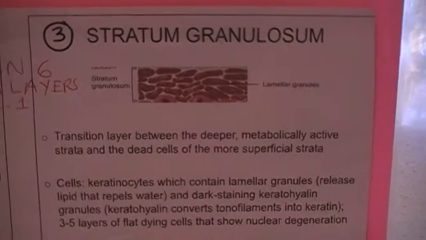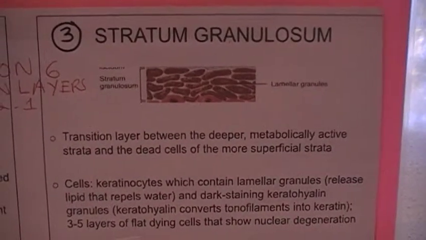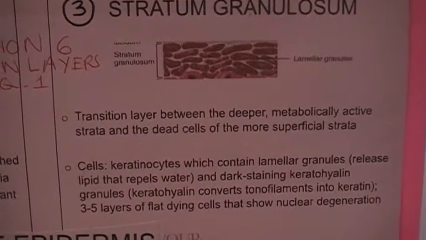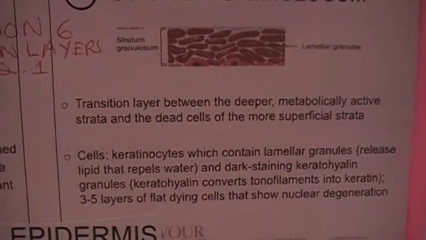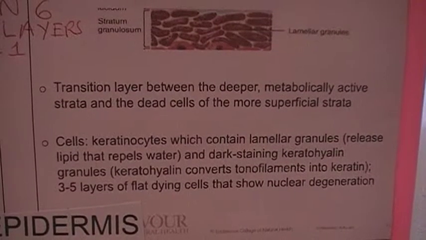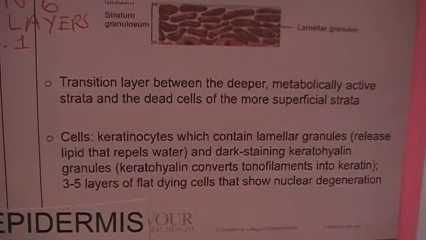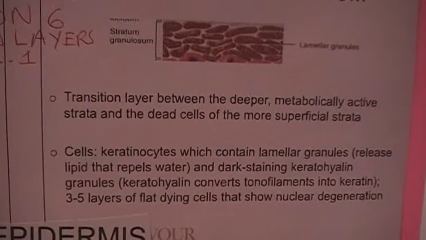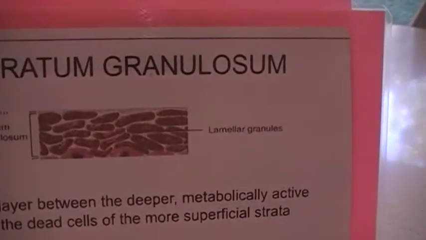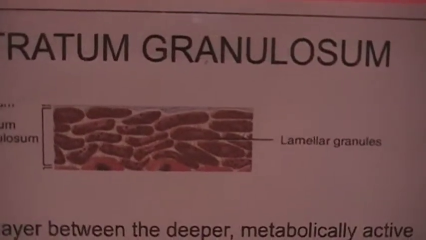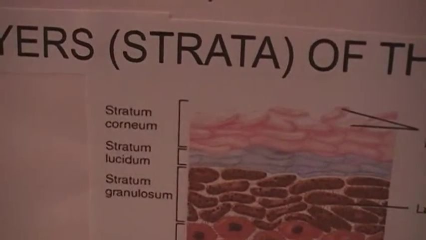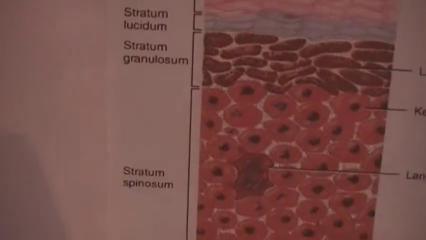Third layer is stratum granulosum. It's a transition layer between the deeper metabolic active strata and the more superficial strata. It has 3 to 5 layers of flat dying cells that show nuclear degradation.